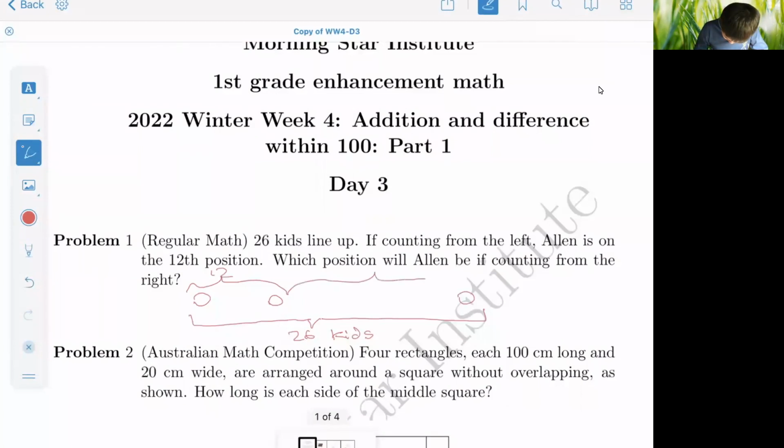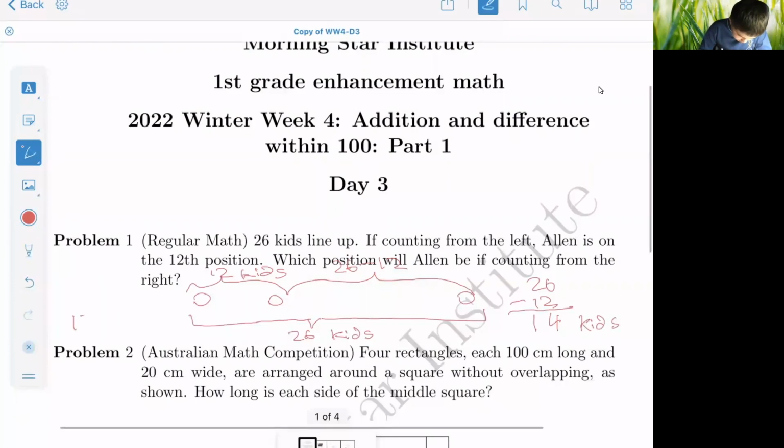This section would be 26 minus 12. We first look at the unit digit. 6 minus 2 equals 4. Next, we look at the tens digit. 2 minus 1 equals 1. So there are 14 kids to the right of Alan, not including him, so we must add 1 to 14 to get that, counting from the right, Alan would be the 15th kid.